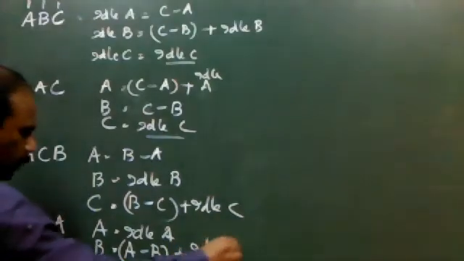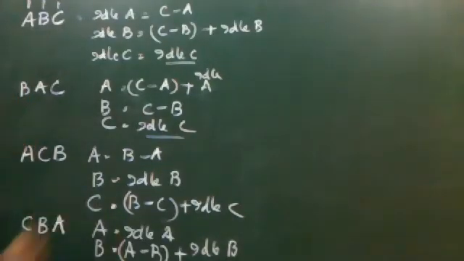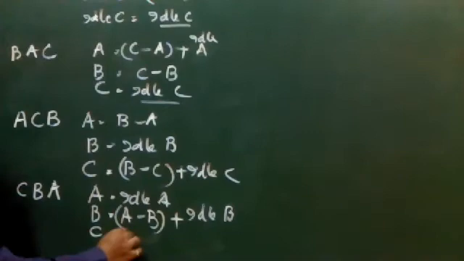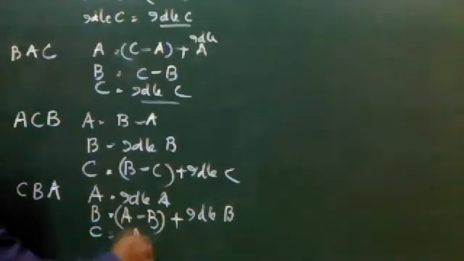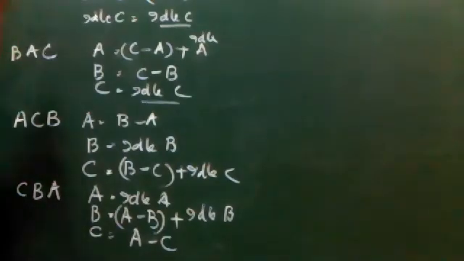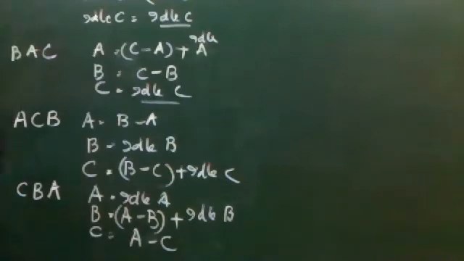Very good. And what will be the formula for the ideal time of C? A minus C. Okay. So likewise, you may have different combinations in the question paper.